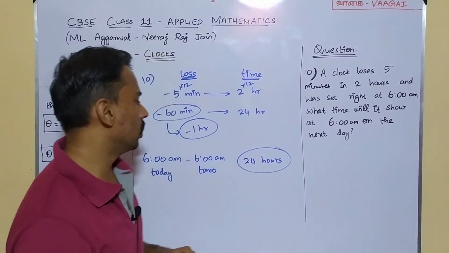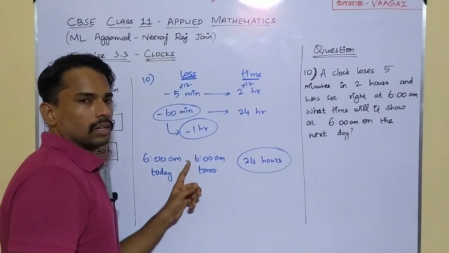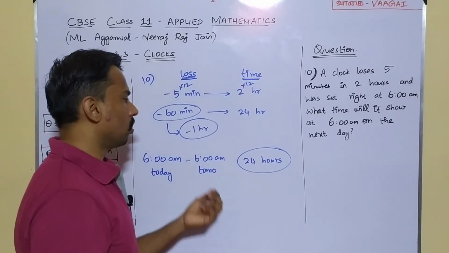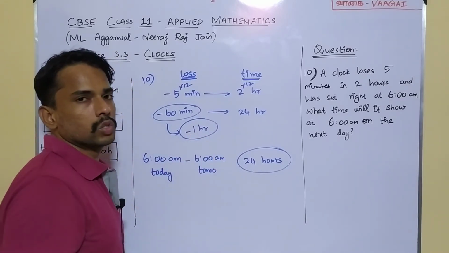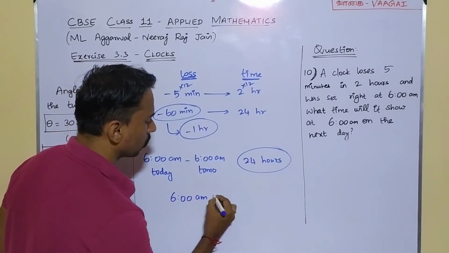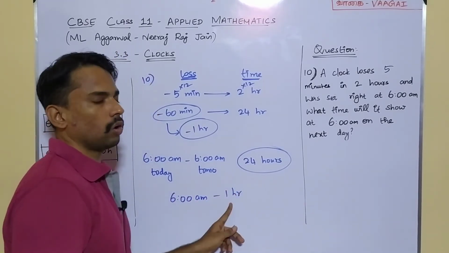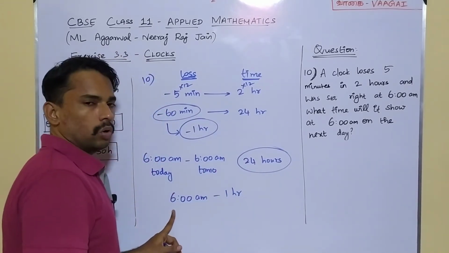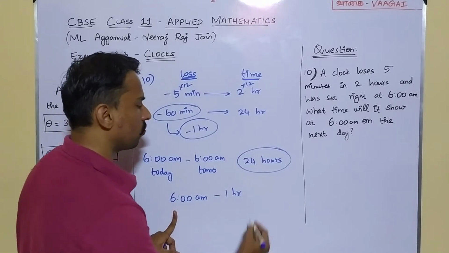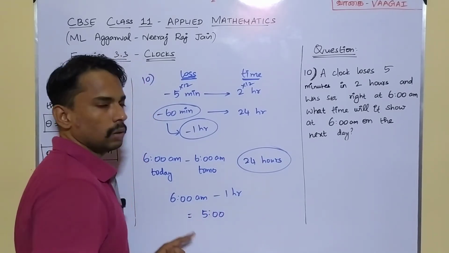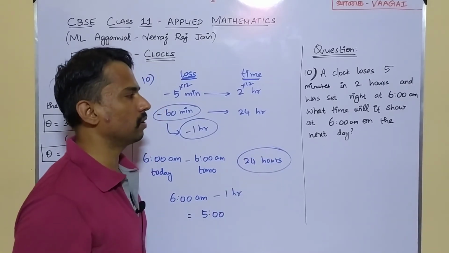That's it. So if this clock were going to show the correct time, it would be 6 a.m., but this clock has already lost 1 hour. So what time will it show? From 6 a.m. you have to reduce 1 hour, because this 1 hour is lost by the clock. If you do so, exactly, it will show 5 o'clock. So 5 o'clock in the early morning, that's the time it will be showing.